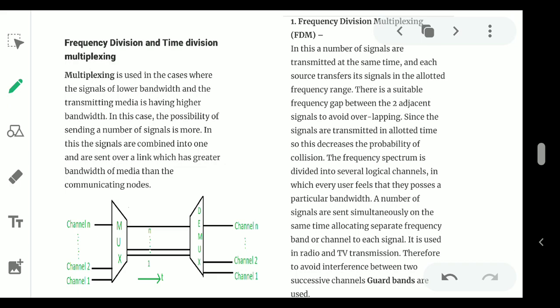In the diagram you are able to see this. It takes the multiple inputs, which are transferred to the multiplexer and reach the destination, where one demultiplexer will be there. It will extract which carrier frequency the signal is coming from, and according to that it will send it to the channel.